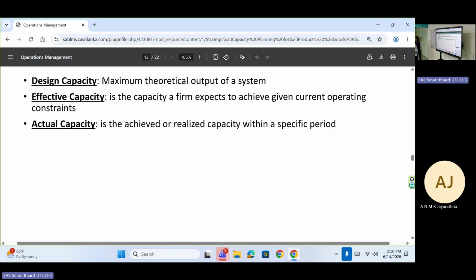And the last one is actual capacity. From the term also you can understand, at the end, the number of units that they have produced.